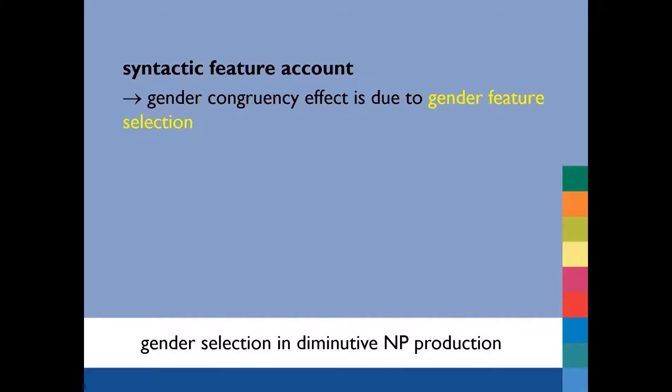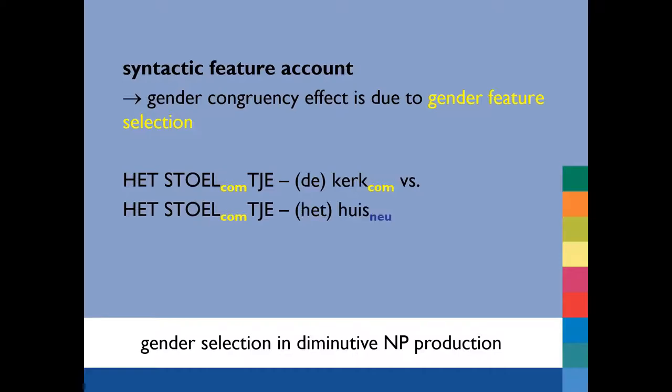So the syntactic feature account would predict that we should find gender congruency effects if they are due to gender feature selection, in certain cases. For example, when you have a condition where you have the diminutive form of a common gender noun and another word that also has common gender, and you compare this to a condition where the distractor word is neuter, the syntactic feature account would favor this condition here. So this would be the condition where the two have the same gender feature.